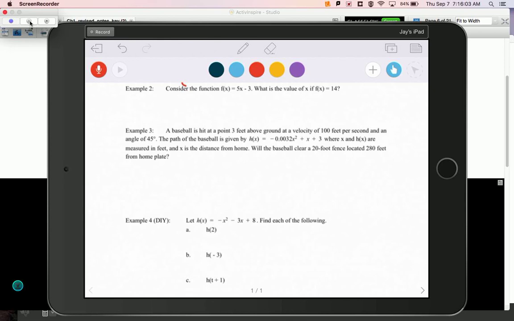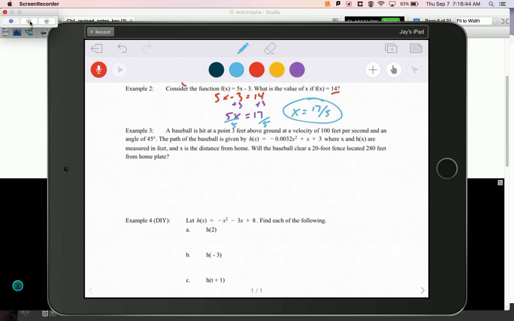Example 2 is kind of working it backwards. We know what the output is, 14. So we're going to take our 5x minus 3 and set it equal to 14. So now we can add the 3 to both sides, just solve a simple equation, and then divide by 5. And don't be worried that it doesn't turn out nice, but 17/5, that's a reduced fraction, so that's our answer.